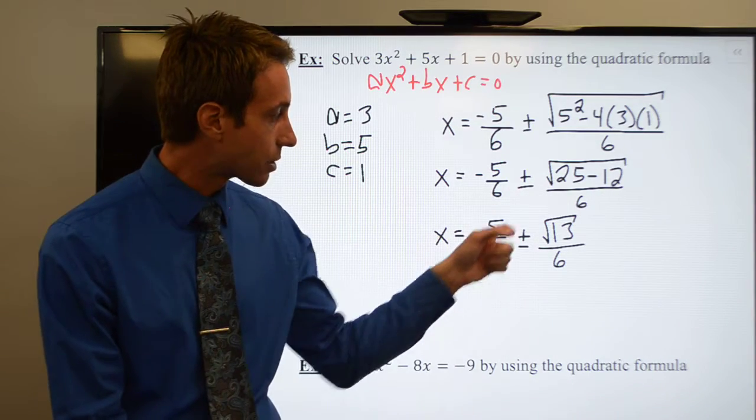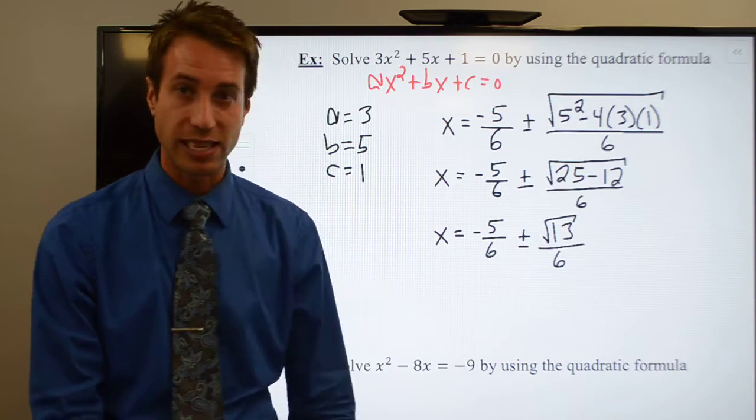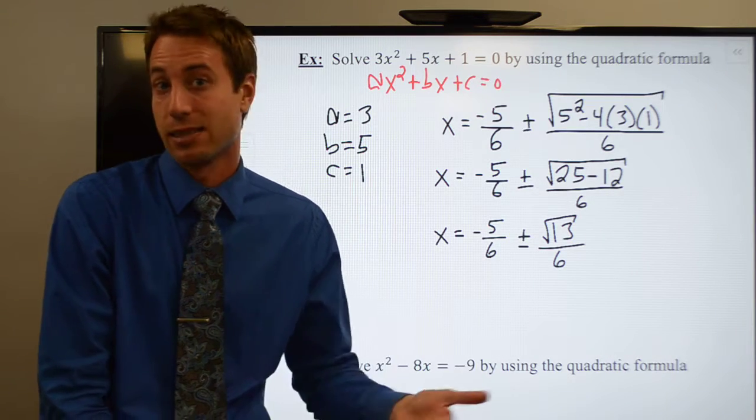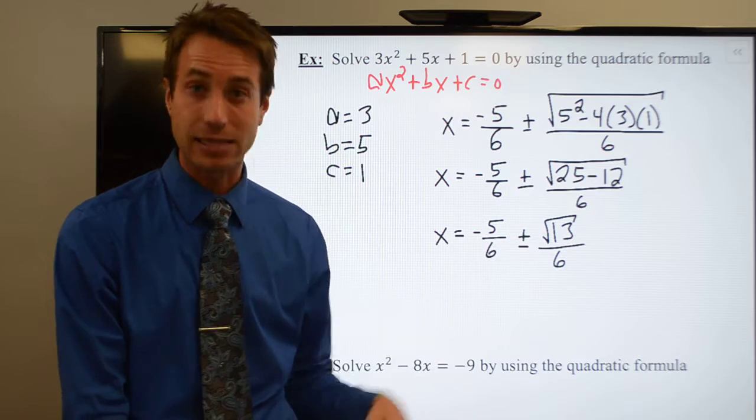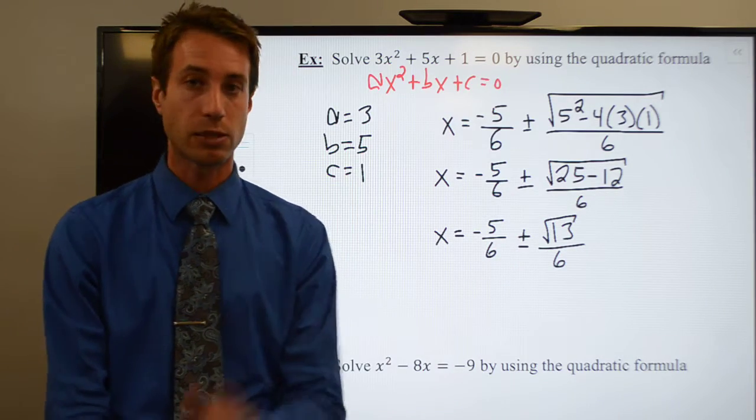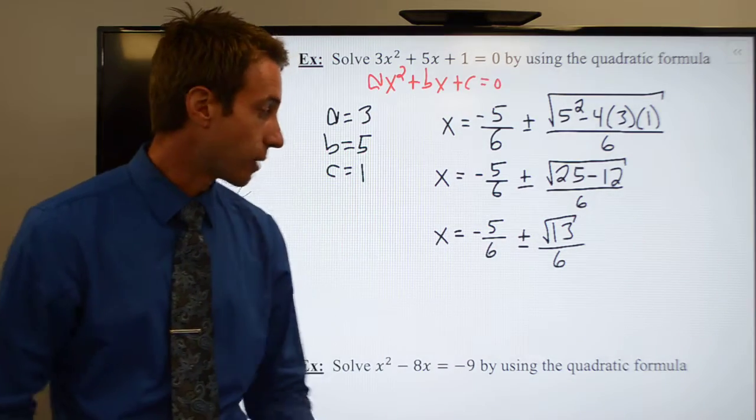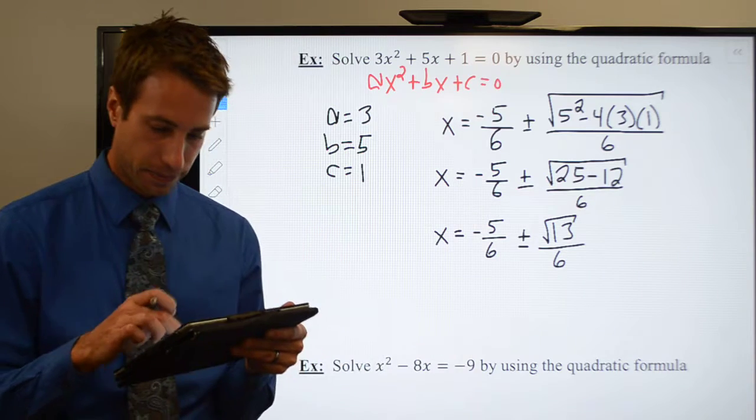I have two solutions, both of which are irrational. Negative 5/6 plus the square root of 13 over 6, and it's irrational because the square root of 13 is an irrational number. And my other solution is negative 5/6 minus the square root of 13 divided by 6, which is also going to be irrational. Here's another one.